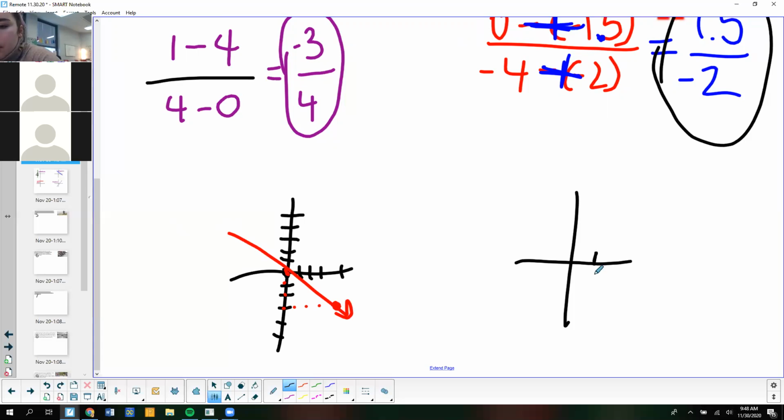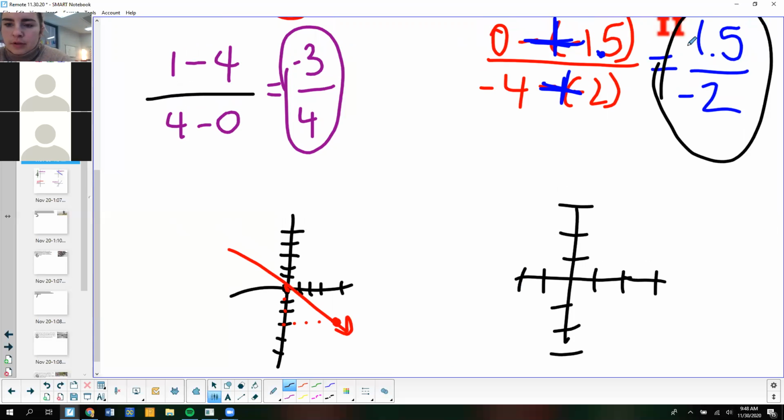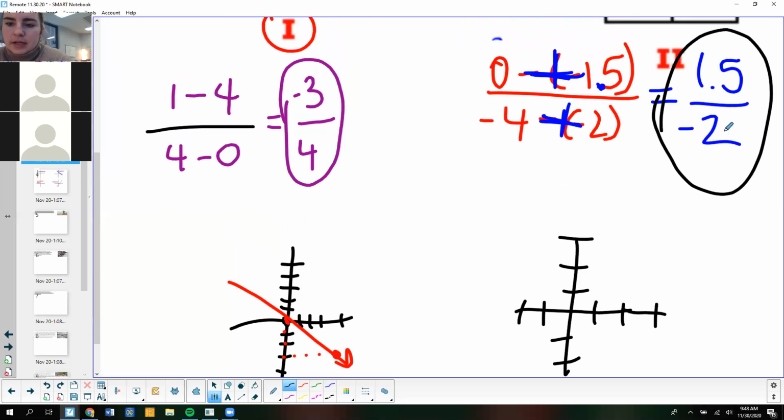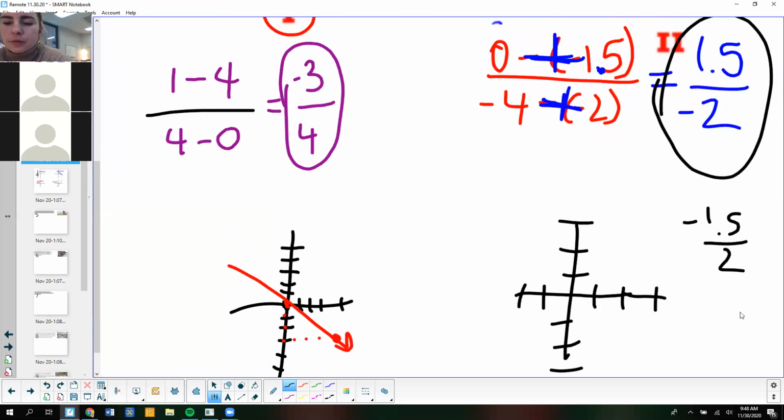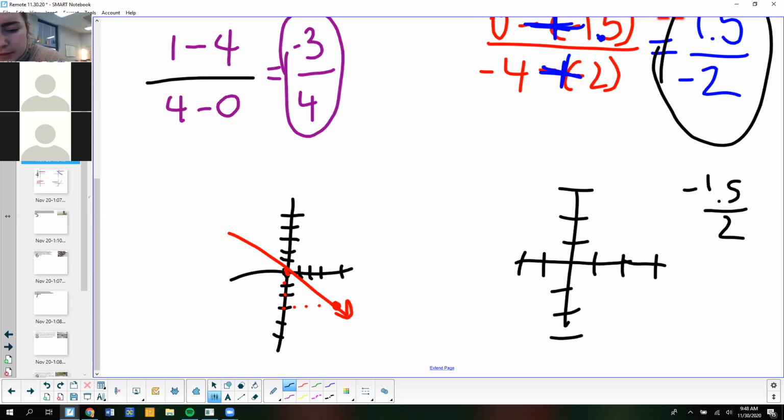Now over here, I'm going to make it a little bit bigger so we can see, because the numbers are smaller. So we've got negative 1.5 over 2. And I know it says negative over negative 2, but if we simplified that, it would just be negative 1.5 over 2, so it would still be a negative slope. If I start at the origin, I'm going to go down 1 and then a half, so down 1.5 over 1, 2.